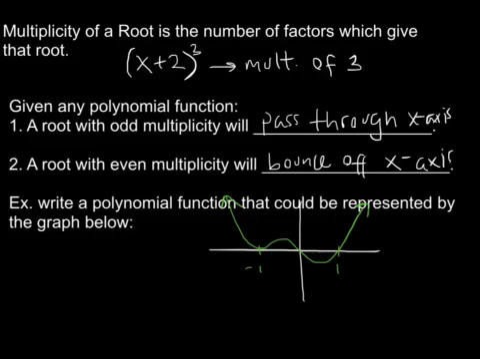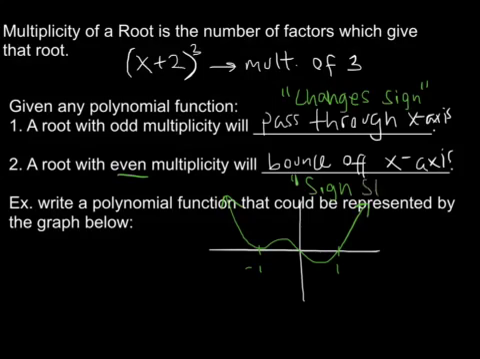Another word for pass through would be to say that it changes sign. Right? In order for it to pass through, the sign must change. And if it has an even multiplicity, well, it bounces off, meaning the sign stays the same or does not change.